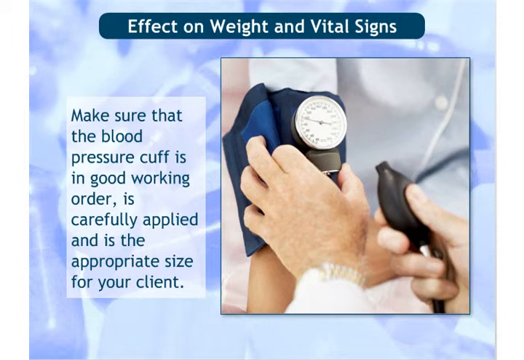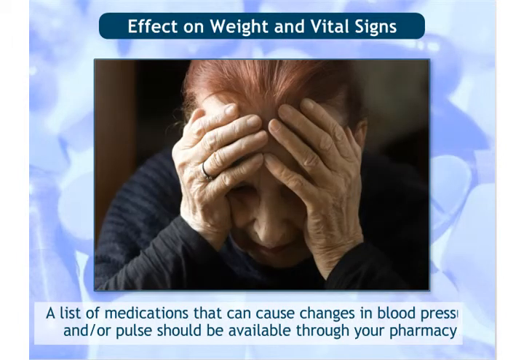Many clients who require close blood pressure monitoring have their own electronic systems and keep a record of their blood pressure and heart rate, but it is still a good practice to monitor the process and possibly take a separate reading to ensure accuracy. A list of medications that can cause changes in blood pressure and/or pulse may be readily available to caregivers for quick reference through your pharmacy. Additionally, the medication instruction or prescription will identify any drug prescribed specifically to treat blood pressure imbalances.